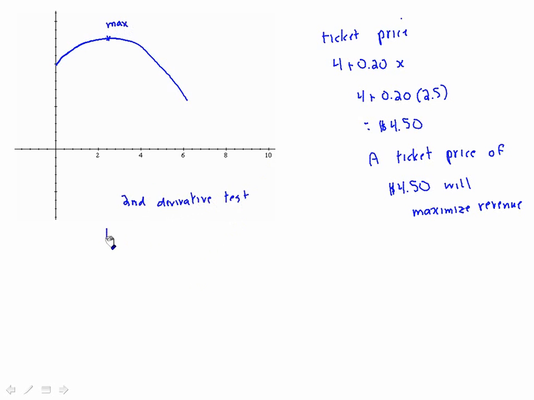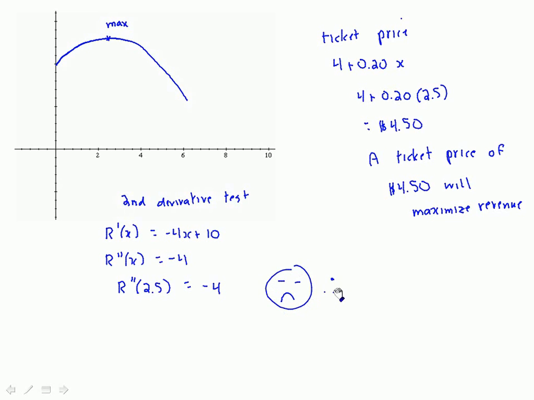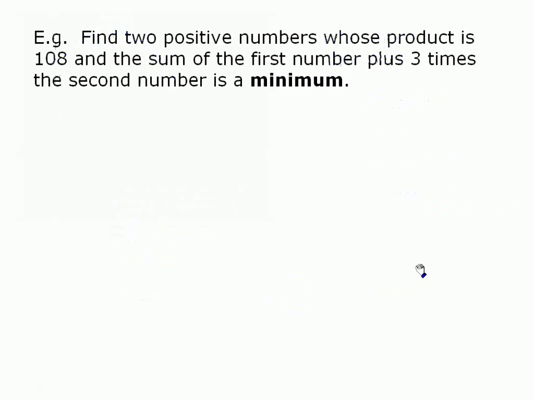And so therefore, since R prime at x is equal to negative 4x plus 10, the second derivative is equal just to negative 4. So therefore, the second derivative at x equal 2.5 is also going to be equal to negative 4. So if the second derivative is negative, this is what we get. So we know it's going to be a max. Now, that's how you tackle these ones.